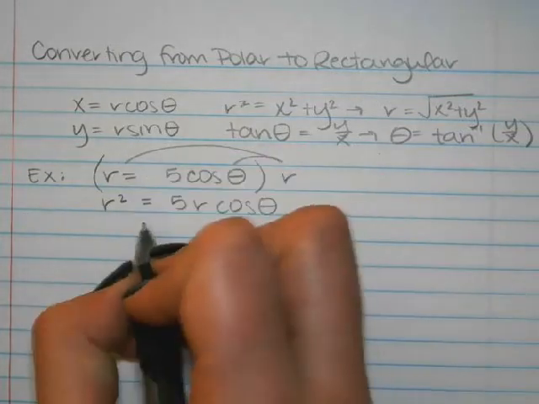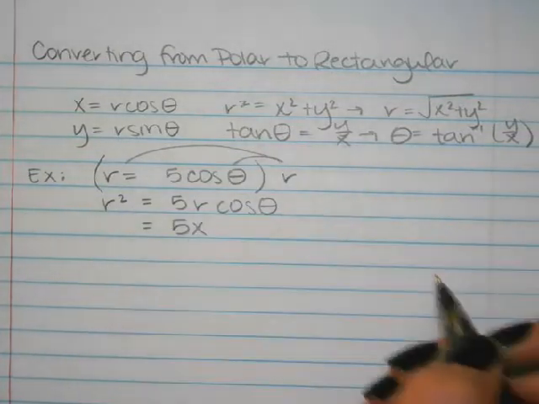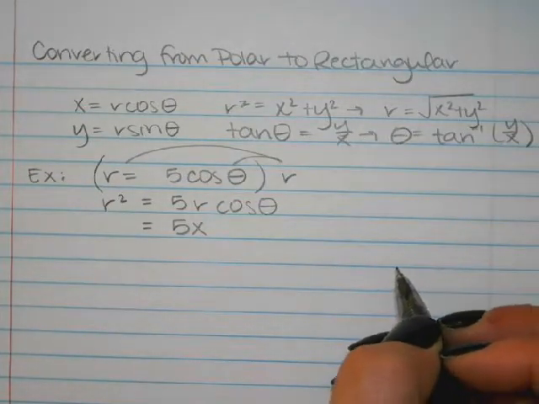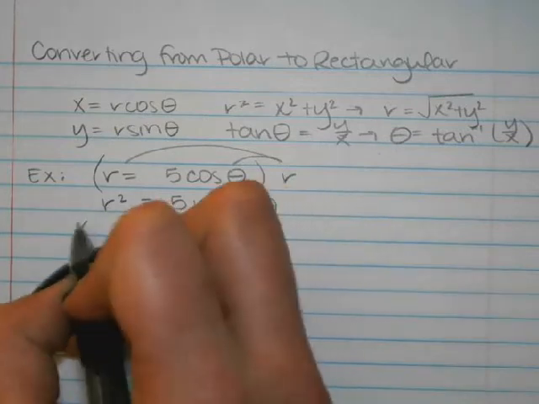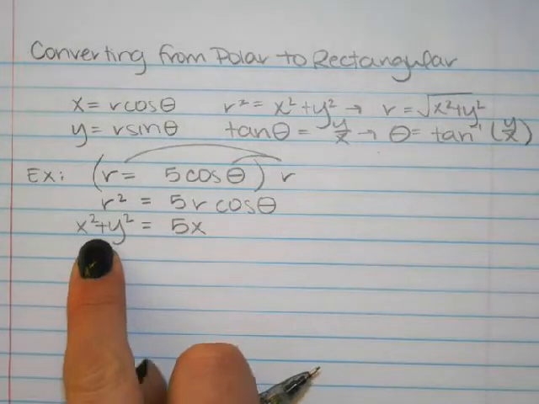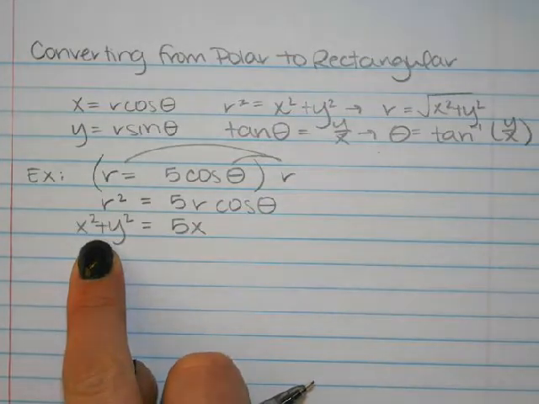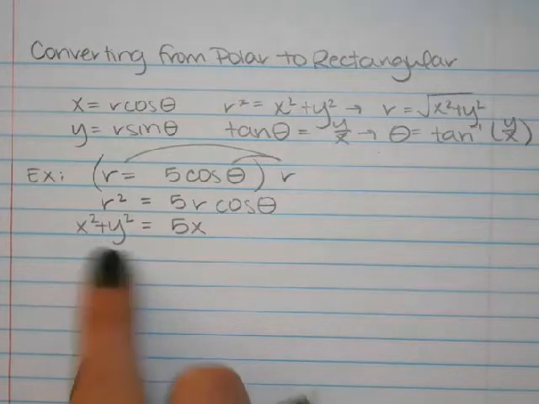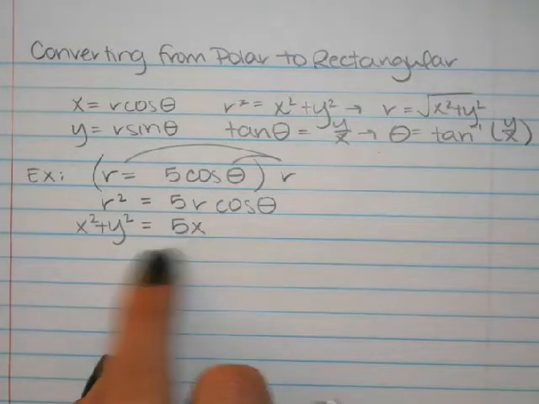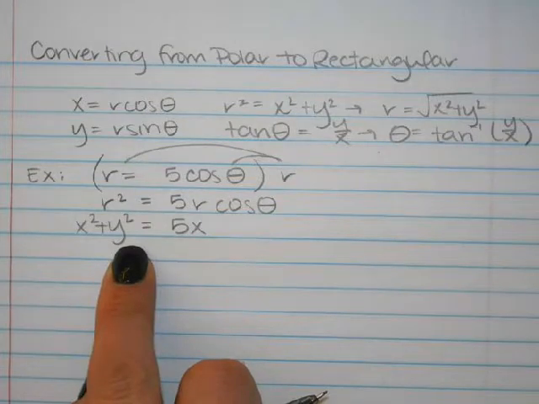Okay, so the right side is 5x. The left side is x squared plus y squared. And since it has an x squared plus y squared, what kind of equation is it? It's a circle. And this part has an x with it, so this is a circle that is not centered at zero. We need to move the 5x over and we need to do completing the square.